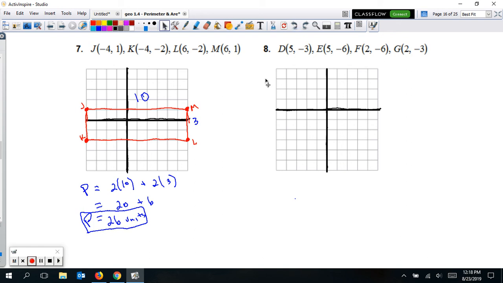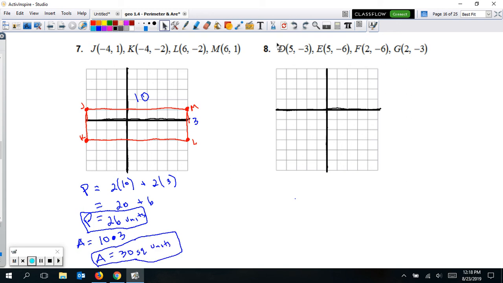And now for area, when it's a rectangle, it's just length times width. The triangle is actually a little more involved with the 1/2 base times height, but when it's a rectangle, it's even easier. Length times width, which is just 10 times 3, so the area is 30 square units for this one.